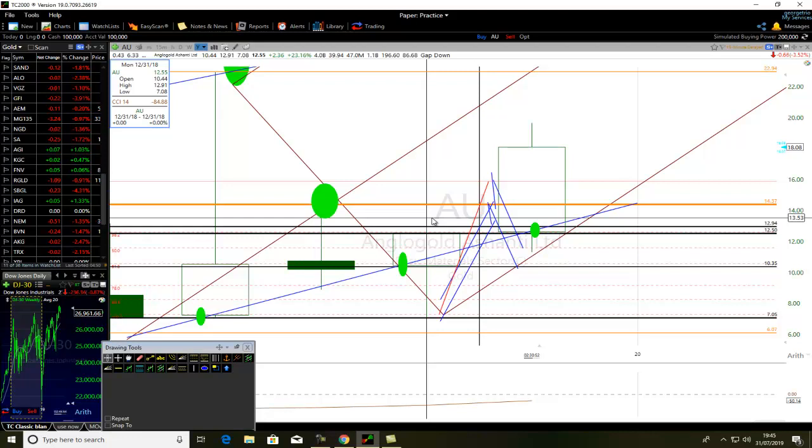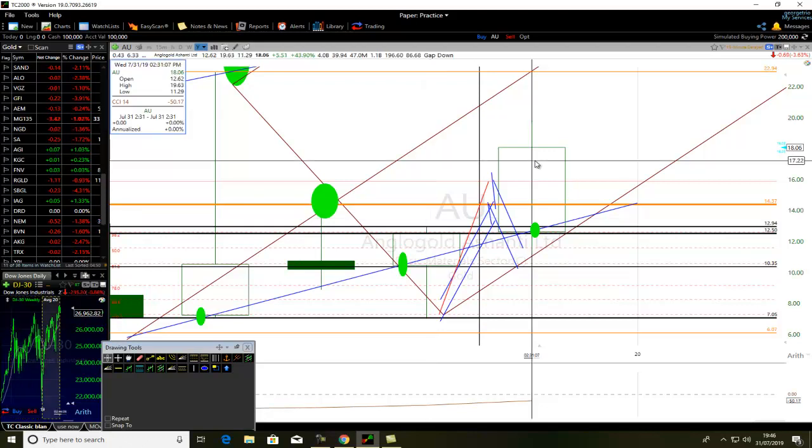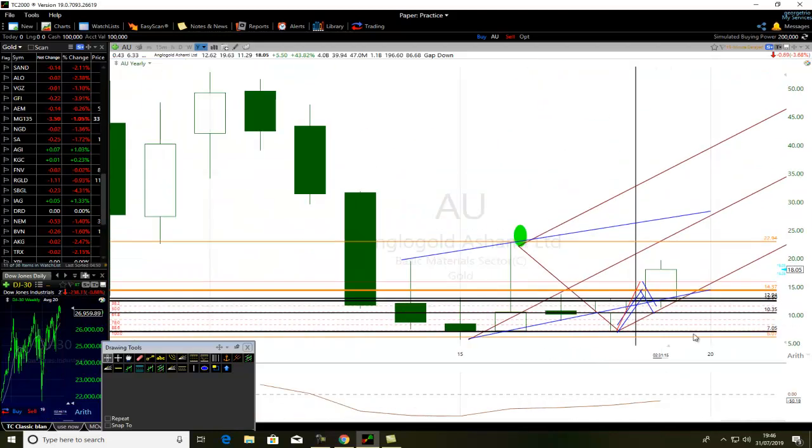The critical price level number three is the high of last year, at $12.91. And the critical price level number four is the low of last year at $7.08. All right. And the critical price level number five is the opening price of 2019, at $12.62.